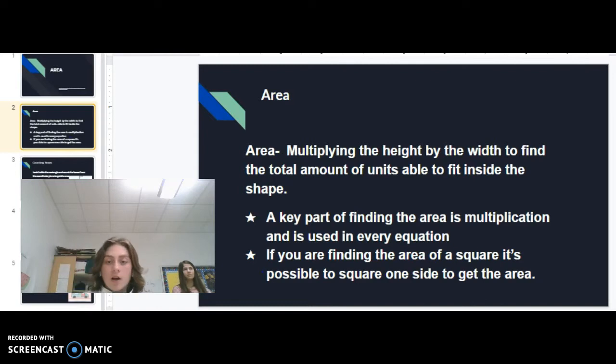Area is multiplying the height and the width to find the total amount of units able to fit inside of a shape. A key part to finding area is multiplication, and is used in every equation. If you're finding the area of a square, it's possible to square one side to get the area.